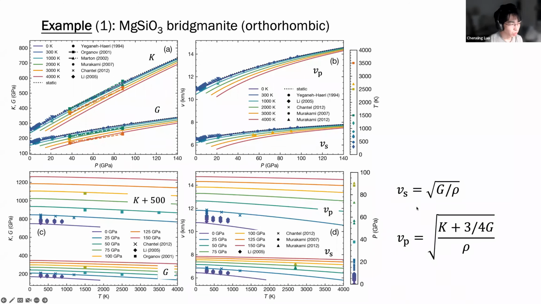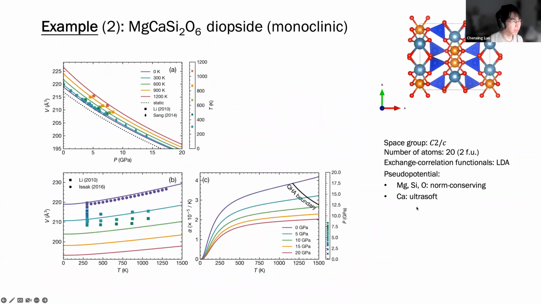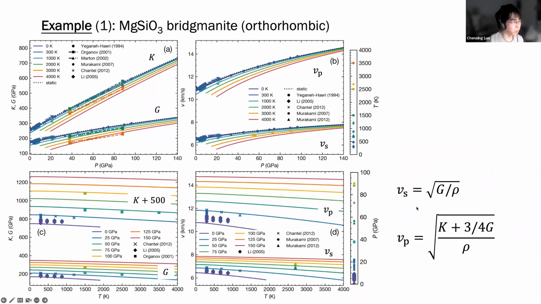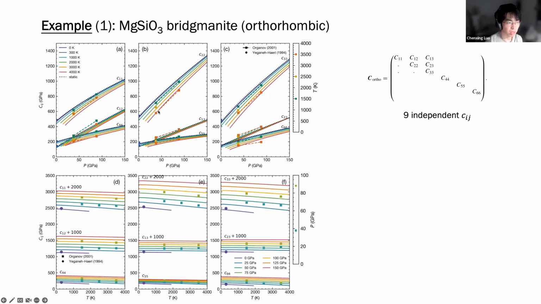Use these equations. And the bulk and shear moduli are calculated using the Voigt-Reuss-Hill averages, which I don't have the expression here.